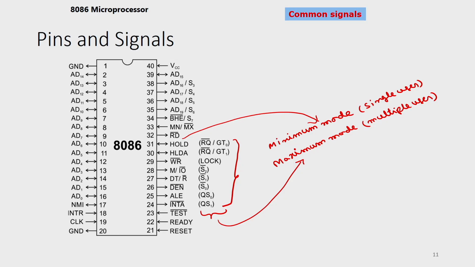We will discuss the functions of each pin. In the next class, first I will discuss the minimum mode signals. Maximum mode signals we will discuss later. Most of the signals we have already discussed, like NMI, INTR, reset, hold acknowledge. Whichever signals we have missed, we will discuss in the next class. After that we will go on to the instructions of 8086.